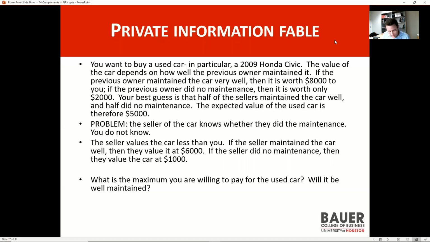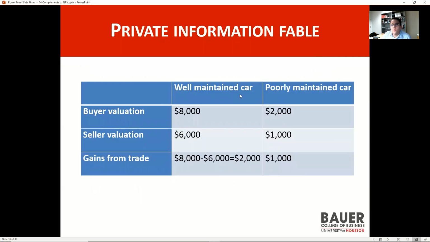So I lay out this situation here. I'm just going to show a table. Suppose you're looking to buy a used car. Say it's a 10-year-old Civic or something like that. If you're the buyer, how much do you value the car? Well, if it's been maintained well, then say you value the car at $8,000. If it wasn't maintained very well, then you only value the car at $2,000.